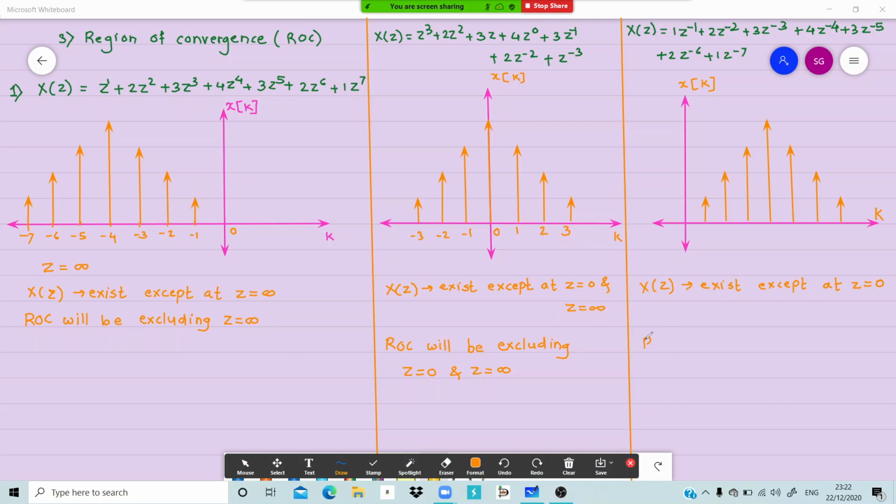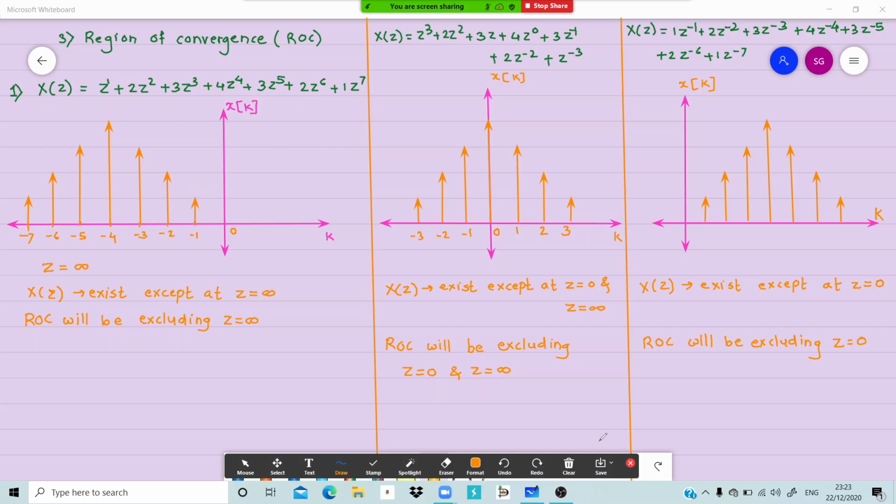So ROC will be excluding z equal to 0. The function will converge for all the rest of the values, but definitely for this value it is not going to converge. Okay, so this tells you the region of convergence.